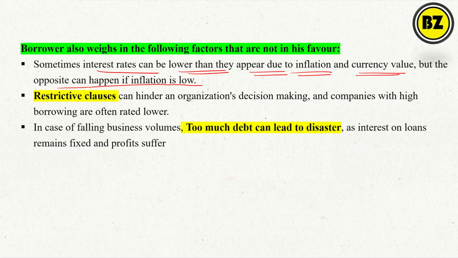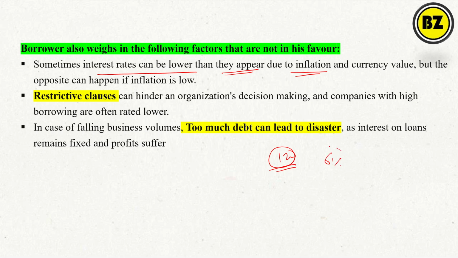Sometimes you feel that I am getting the housing loan at 6% because inflation has risen now, but in the future, if inflation decreases, then what? The rate of interest will remain fixed if it is fixed, right? So basically, the interest rate can be lower than it appears due to inflation. For example, right now I am purchasing petrol at 120 rupees per liter, so I will say 6% on a housing loan is very cheap compared with the price of petrol or inflation. In such cases it may appear less, but the opposite can happen if inflation is low.